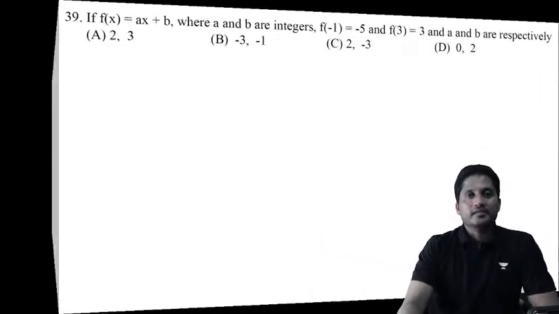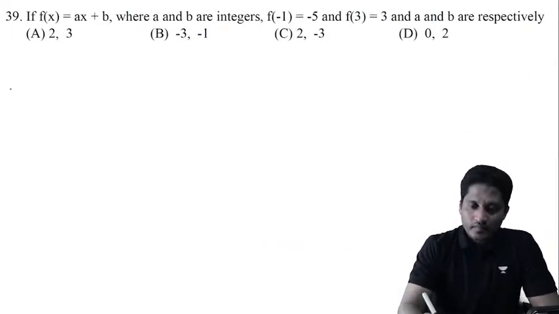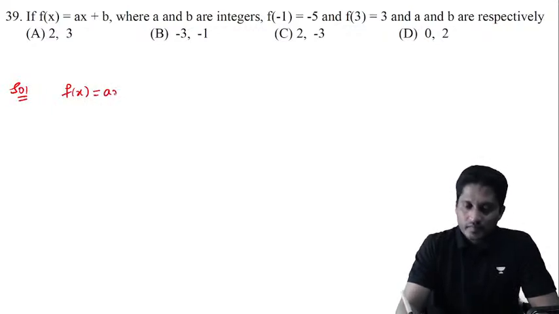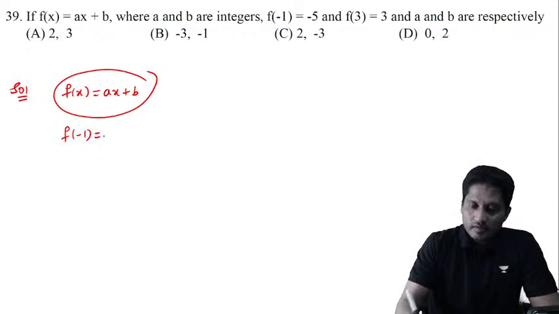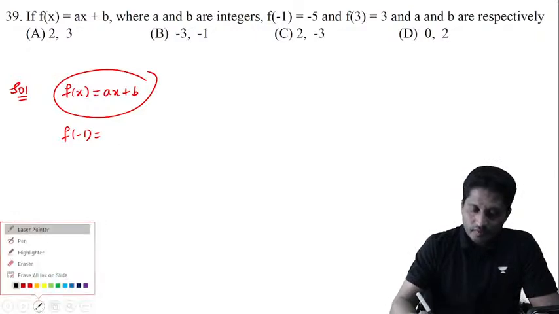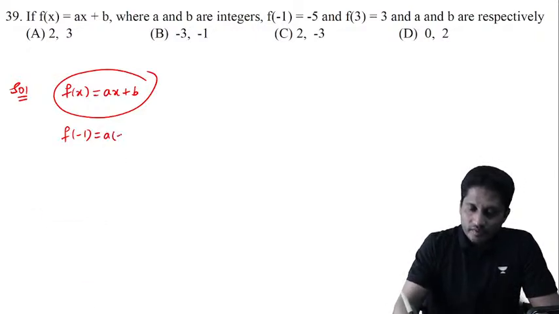Question number 39. The f of x is equal to ax plus b, right? F of minus 1 will be minus a plus b. That is, in place of x, I should put minus 1: a into minus 1 plus b. F of minus 1 is minus 5, so minus 5 is equal to minus a plus b. Let's call it equation 1.